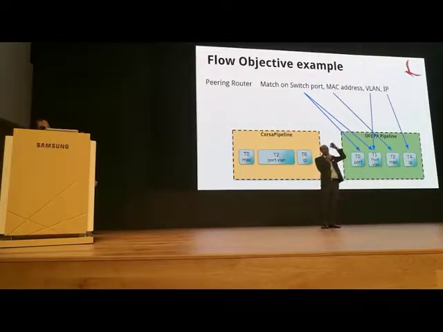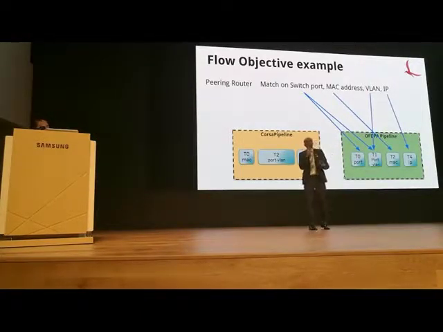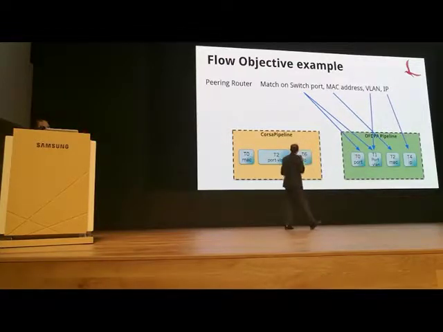So I need to do some match on these fields, and if this field exists, I will do some action, let's say. So if you have this MAC address and this IP address, for instance, drop the packet, or forward the packet to that port, or do some specific service chain, etc.